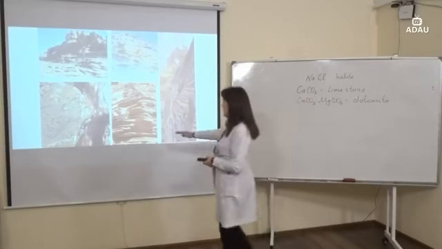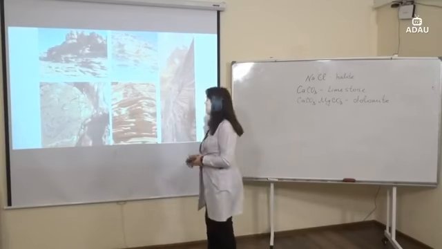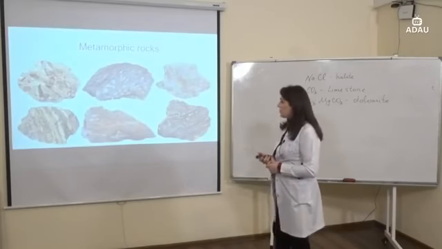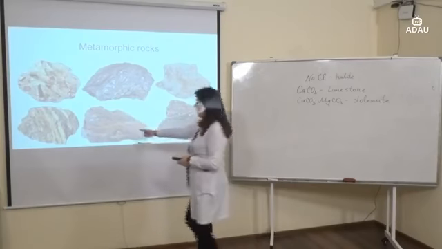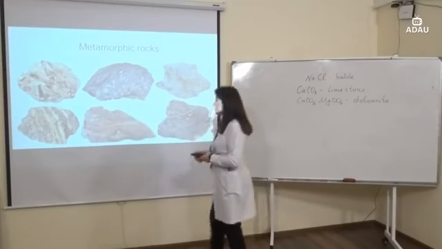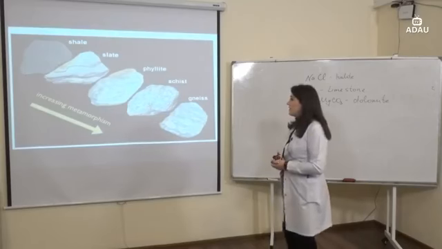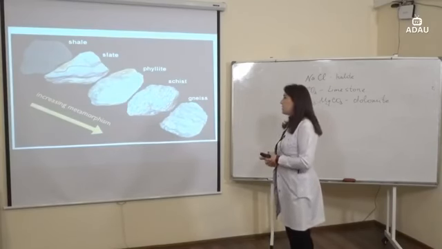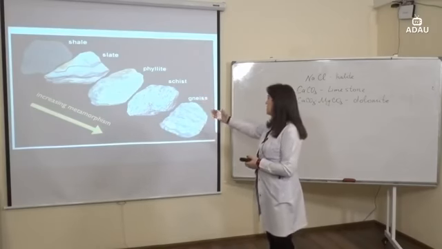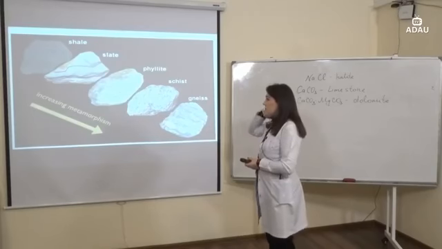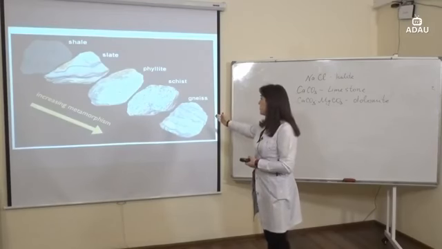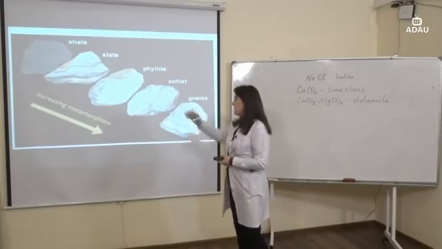Here we can see the layers, bands. These are metamorphic rocks, foliated. It is foliated; there we see layers. This is a non-foliated texture. This is about increasing metamorphism: shale, for example, then slate, phyllite, schist, gneiss. Shale metamorphoses, and gneiss metamorphoses more than the others.